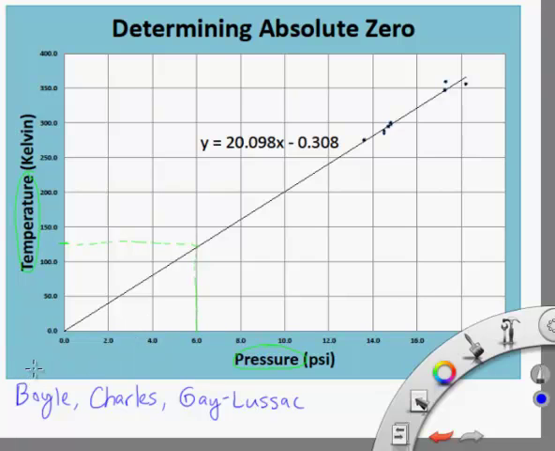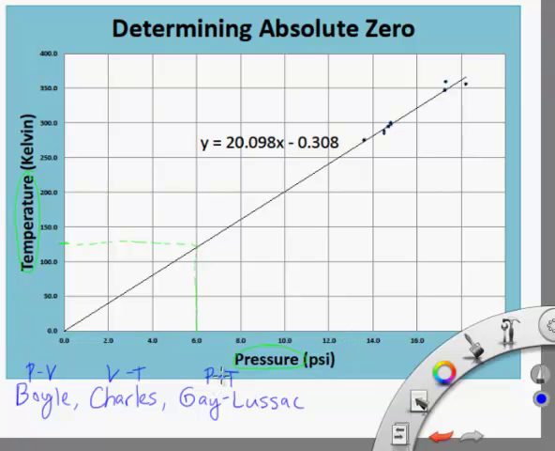Boyle's law, you'll be looking at pressure and volume. Charles's law, you'll be looking at volume and temperature. Gay-Lussac's law, looking at pressure versus temperature. So this graph is one where we'll be looking at the Gay-Lussac law. It will not look at Boyle's or Charles's law. Gay-Lussac's law, that's the one we're paying attention to here.